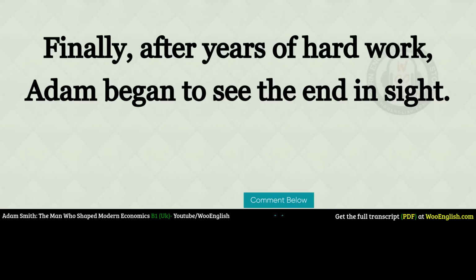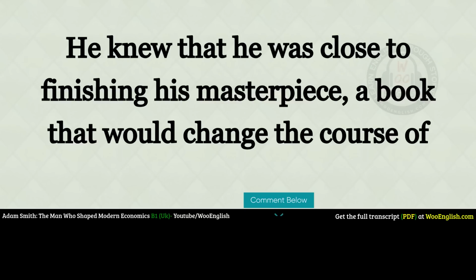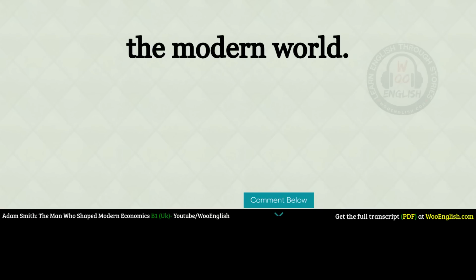Finally, after years of hard work, Adam began to see the end in sight. The chapters were coming together, the arguments were clear, and the ideas were fully developed. He knew that he was close to finishing his masterpiece, a book that would change the course of economics, that would influence generations of thinkers and policymakers, that would help shape the modern world.